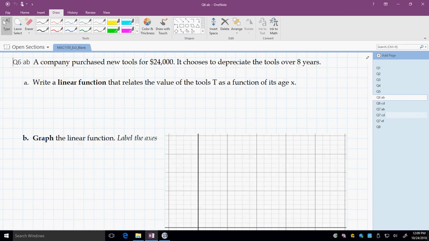To number 6. A company purchased new tools for $24,000. It chooses to depreciate the tools over 8 years. Write a linear function that relates the value of the tools as a function of its age, x.